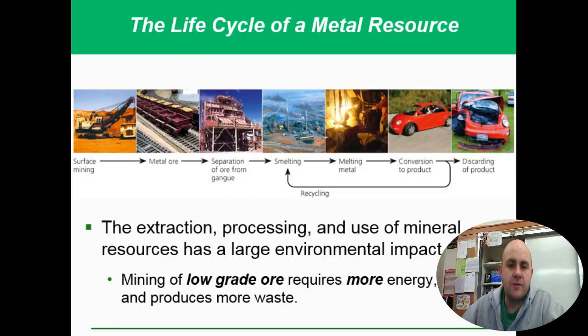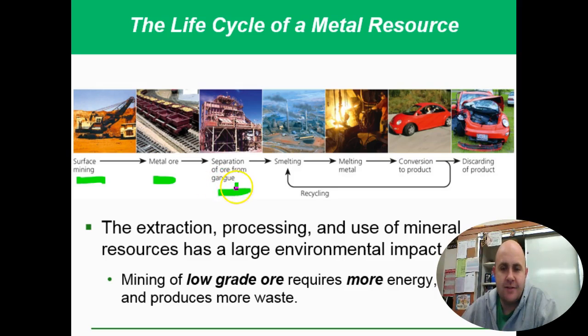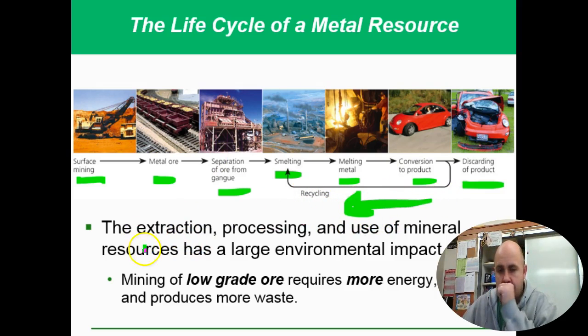So once we pull those minerals out of the ground, the way we process that is we pull them out, say using surface mining. It's not the only way to get it out. Then we have this metal ore. We take it and we separate it from everything else. The gangue is the term, and we'll talk about that in a little bit here. Once that metal has been separated out, the ore has, then we smelt it. The smelting gives us melted metal that we can then convert into products. Once we're done using the products, we have a choice to either throw them away or recycle them. And this is the typical life cycle of a metal. So there's a process of extracting, processing, and using of these things.